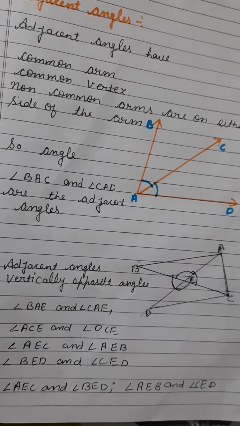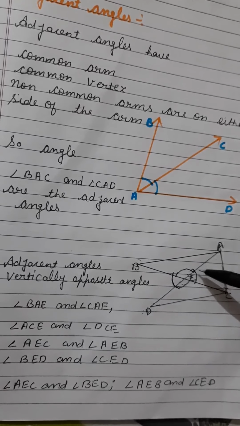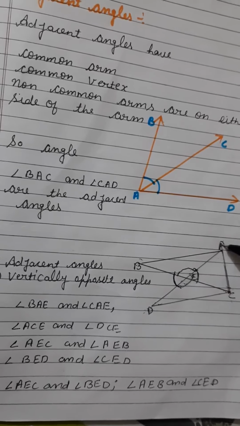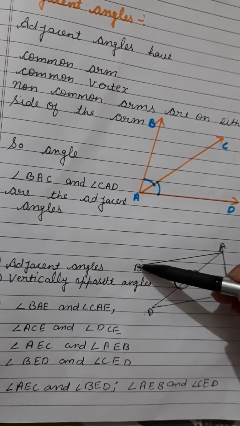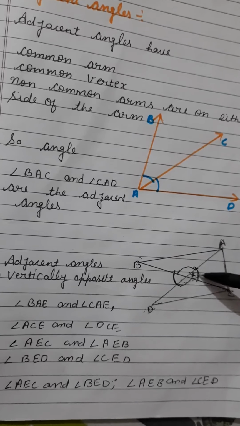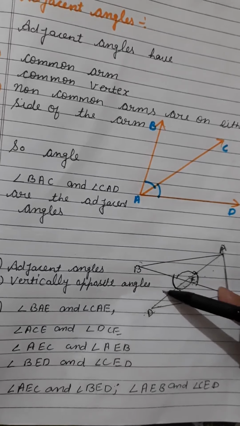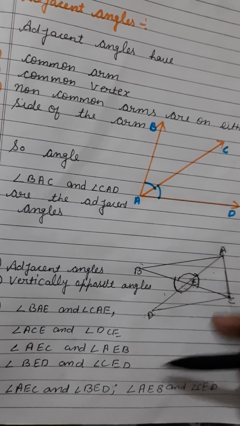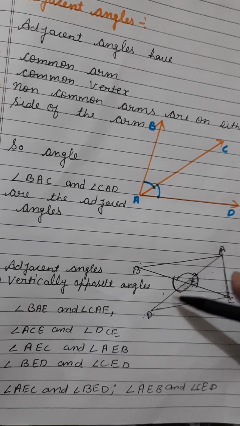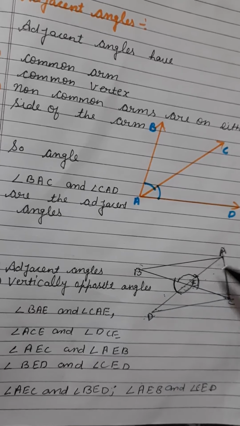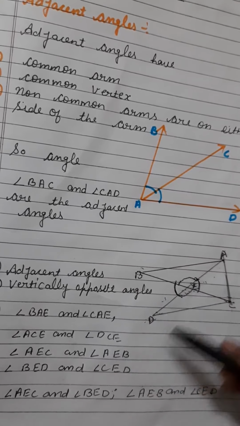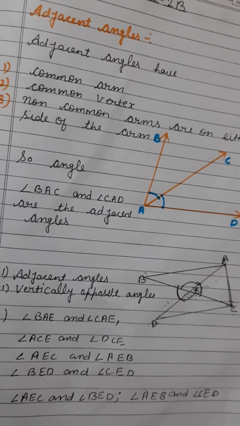Now you know very well what a vertically opposite angle is. This angle and this angle, meaning angle AEC and angle BED, are vertically opposite angles. And angle AEB and angle CED are also vertically opposite angles. So this way you will do the first sum.